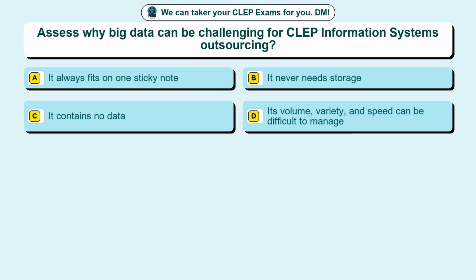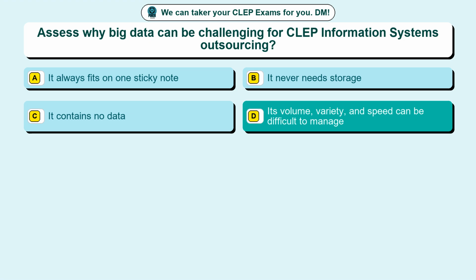Question 86. Assess why big data can be challenging for CLEP Information Systems outsourcing. Option A. It always fits on one sticky note. Option B. It never needs storage. Option C. It contains no data. Option D. Its volume, variety, and speed can be difficult to manage.